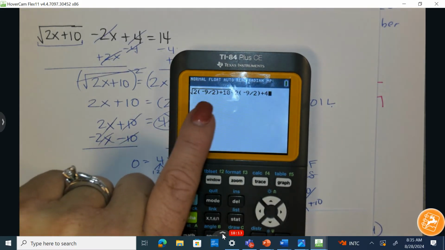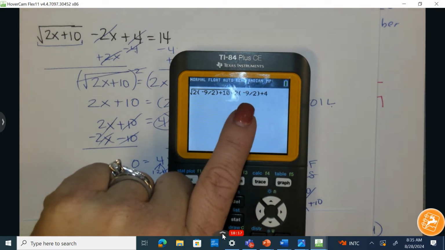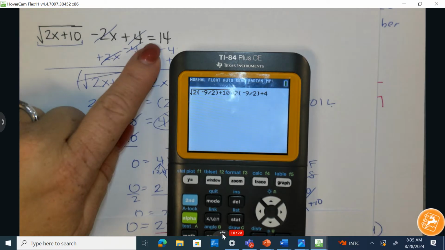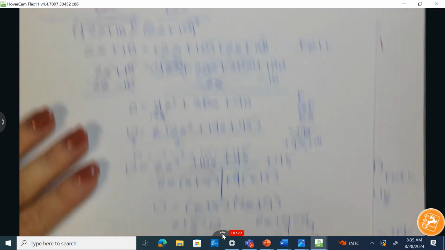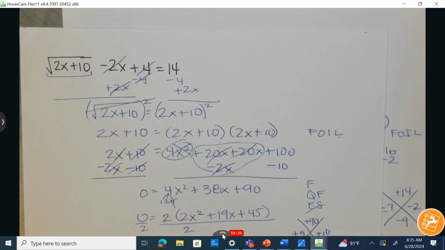I'm checking my work here. 2 times negative 9 halves plus 10. I move outside the radical. Negative 2 times negative 9 halves plus 4 must equal 14, and it does. So in this situation, I do have 2 correct solutions for this radical equation.